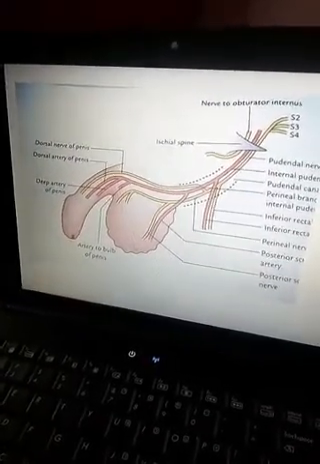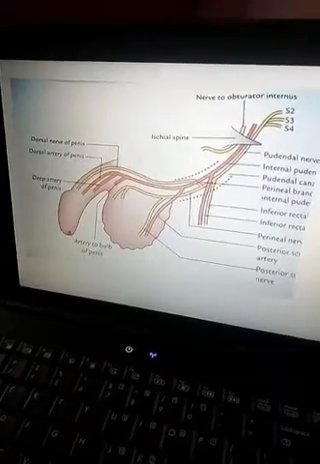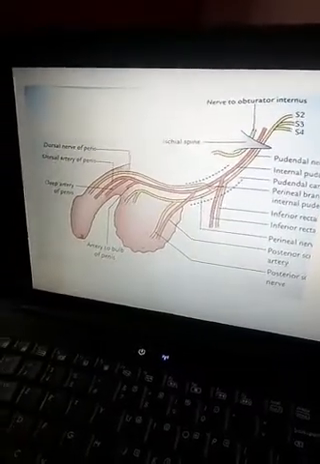This Alcock's canal or pudendal canal is very important from the examination point of view.